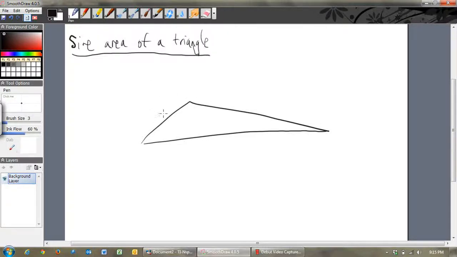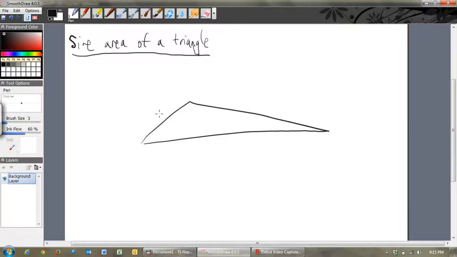So you probably already know Heron's formula, which is a formula for calculating the area of a triangle that's not 90 degrees, no right angles in it or anything like that, or if you don't know the height, that sort of thing. This is another good way. Heron's formula is great. This is another good way of finding the area of a triangle.